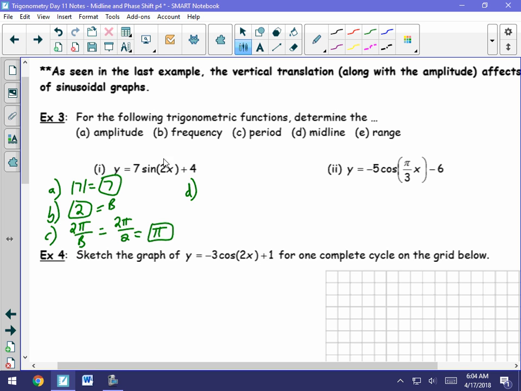Okay, the midline, right, is this vertical translation. So I've got a vertical translation of plus 4. So that means my midline is going to be at y equals 4.